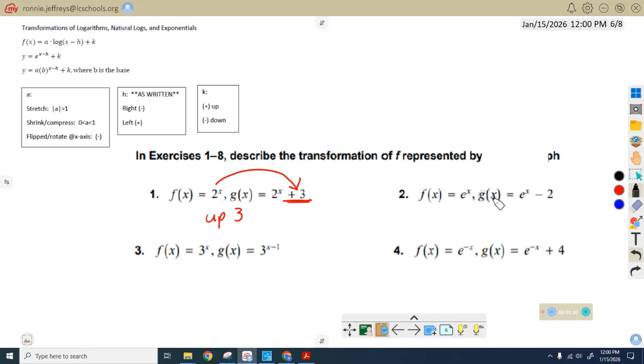Number 2. Again, what happened from here to here? Well, it looks like at the end where our K is, it's -2. So this would be down 2.